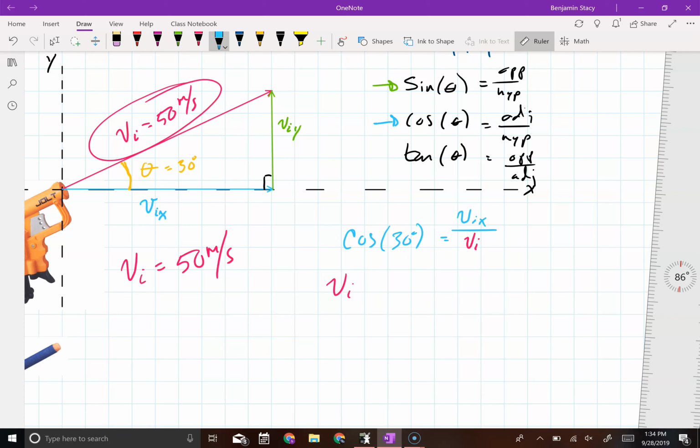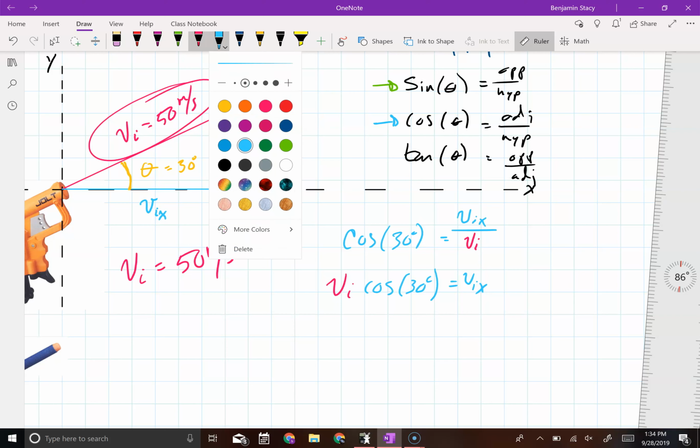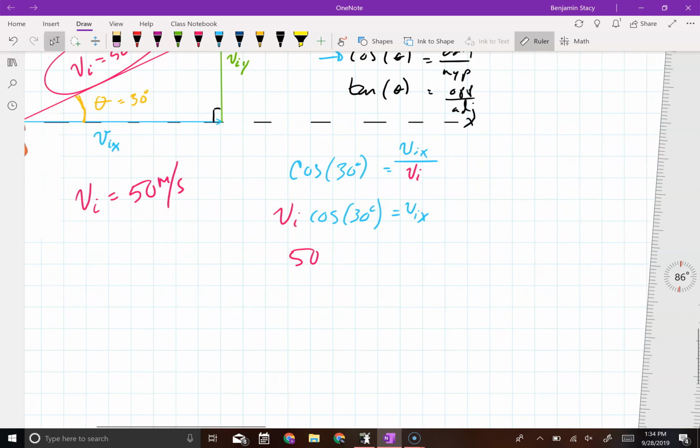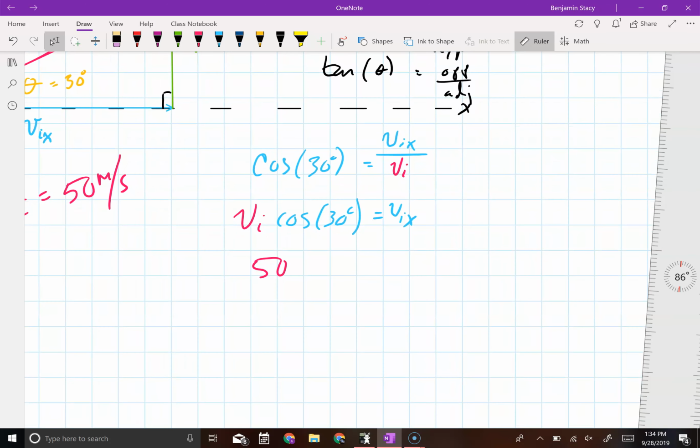I have VI cosine 30 degrees equals VIX. So we'll have hypotenuse times the cosine of the angle is going to get us our horizontal component. That's what we need to know. Now we know VI is 50, and the cosine of 30 degrees is square root 3 over 2. So that's equal to VIX, or we could just say 25 square roots of 3 equals VIX, and then we can get an actual value, which we might want to do.